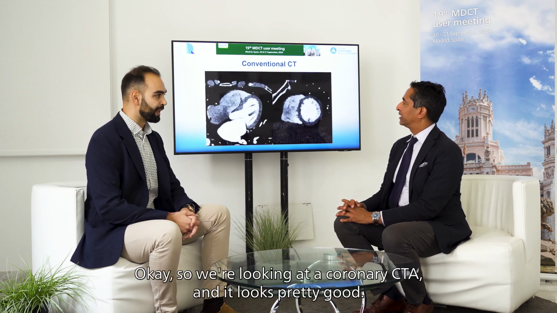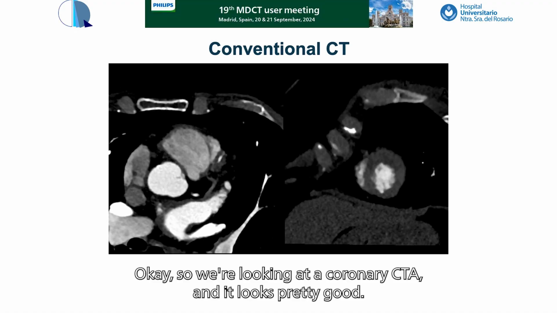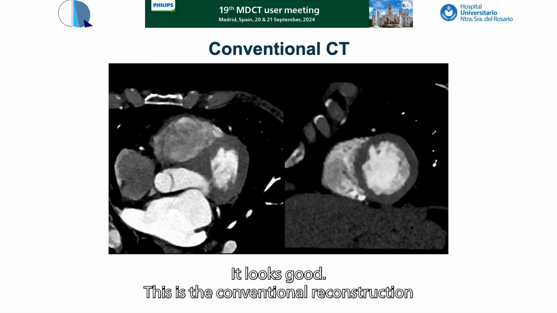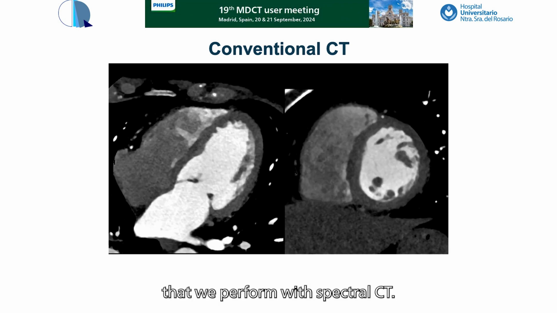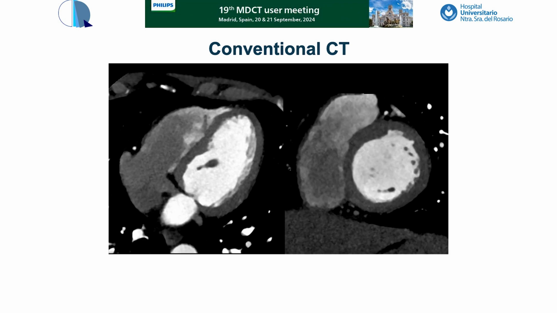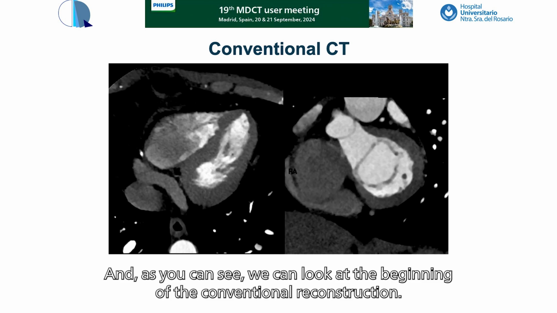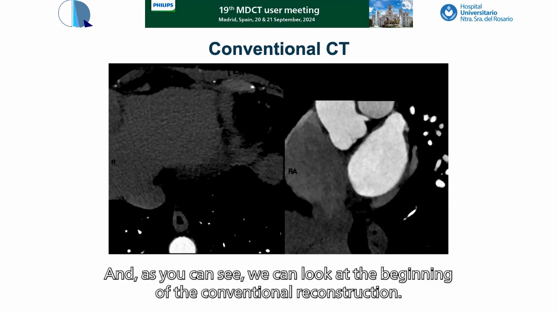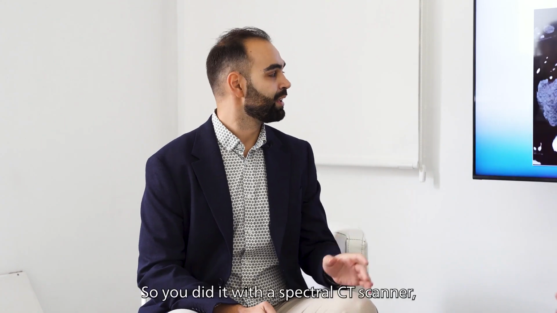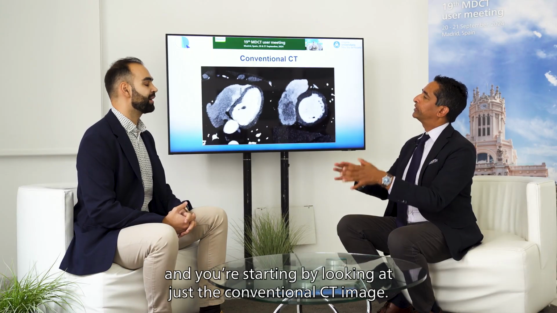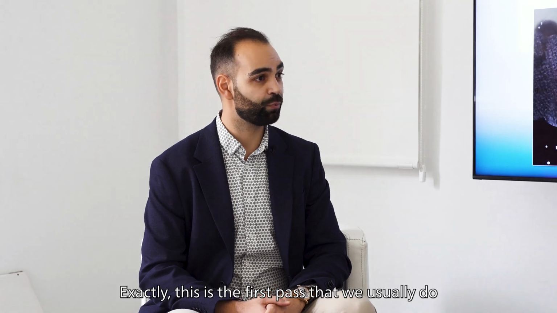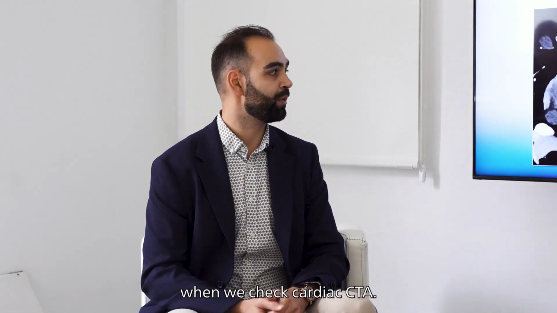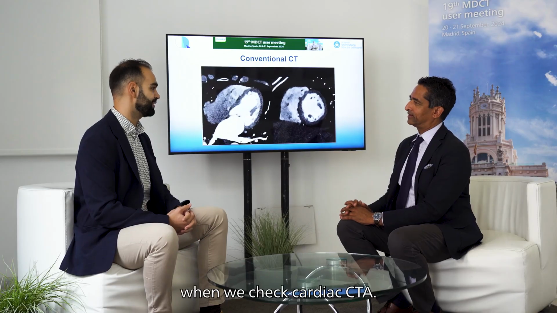Okay, so it looks like we're looking at a coronary CTA and it looks pretty good. Yeah, it looks good. This is the conventional reconstruction that we perform with a spectral CT. And as you can see, we can look at the beginning at a conventional reconstruction. So you did it with a spectral CT scanner, but you're starting by looking at just a conventional CT image. Exactly. This is the first pass that we are used to do when we check a cardiac CTA.